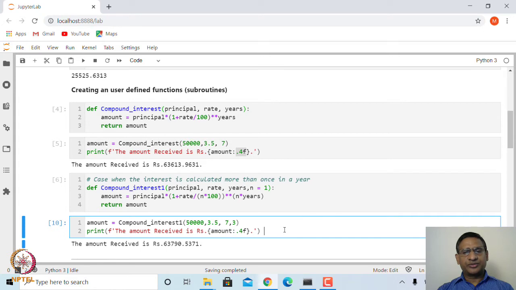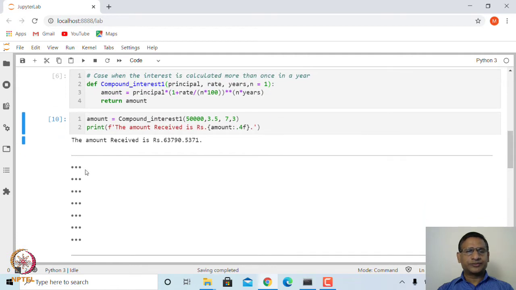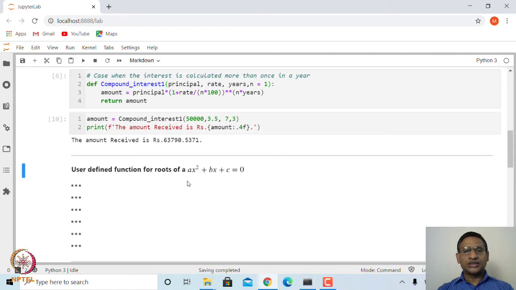Sometimes you give some default value to the argument. Okay. Now, let us look at another example. This again we have done earlier, finding roots of a quadratic ax square plus bx plus c equal to 0. We want to make a user defined function for this.